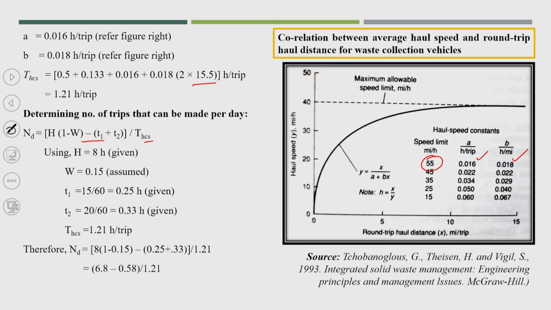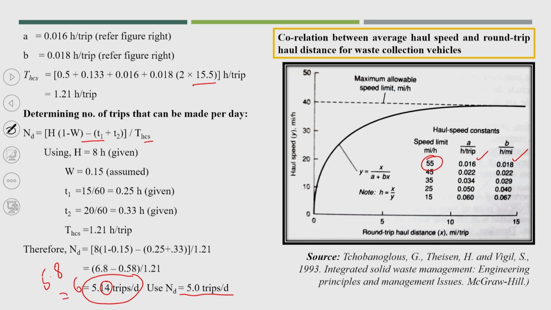So, therefore, ND will be 5.14 trips per day. This is the answer, the number of trips per day. But you see, this is not possible, 0.14 trips cannot be possible. So, we will assume 5 trips per day, that should be a single numerical value. And suppose your solution comes to 5.8, you consider it as 6, assume 6. Okay.